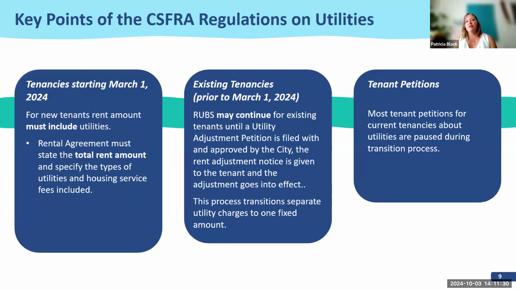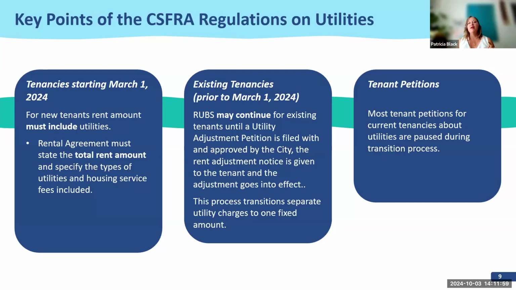So the key points of the regulations are for tenancies that start on or after March 1st. So these are new tenancies. The rental amount must include utilities. So if you were using RUBS, RUBS can no longer be used as of March 1st for new tenancies. The rental agreement must state the total rent amount and specify the types of utilities and housing service fees that are included in rent.